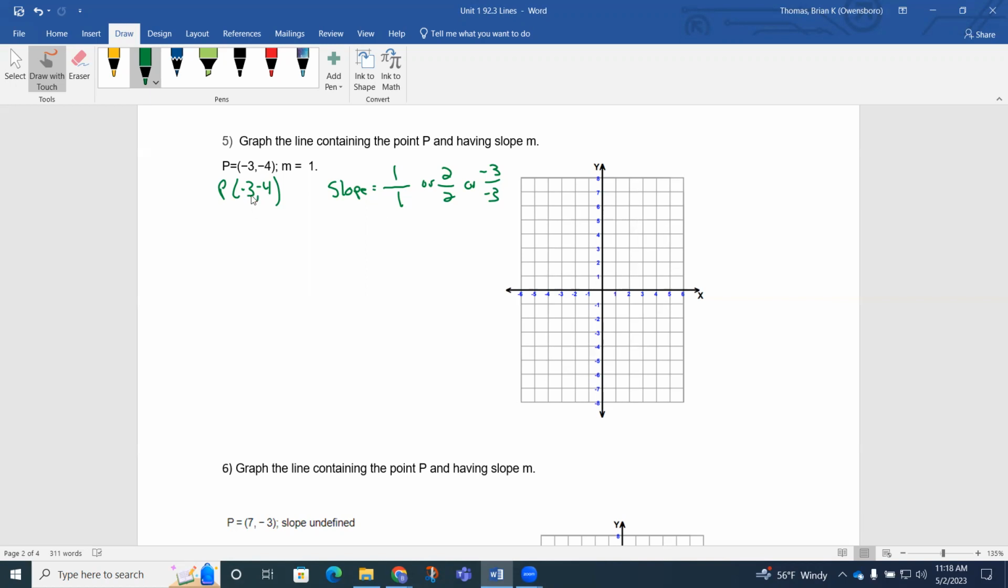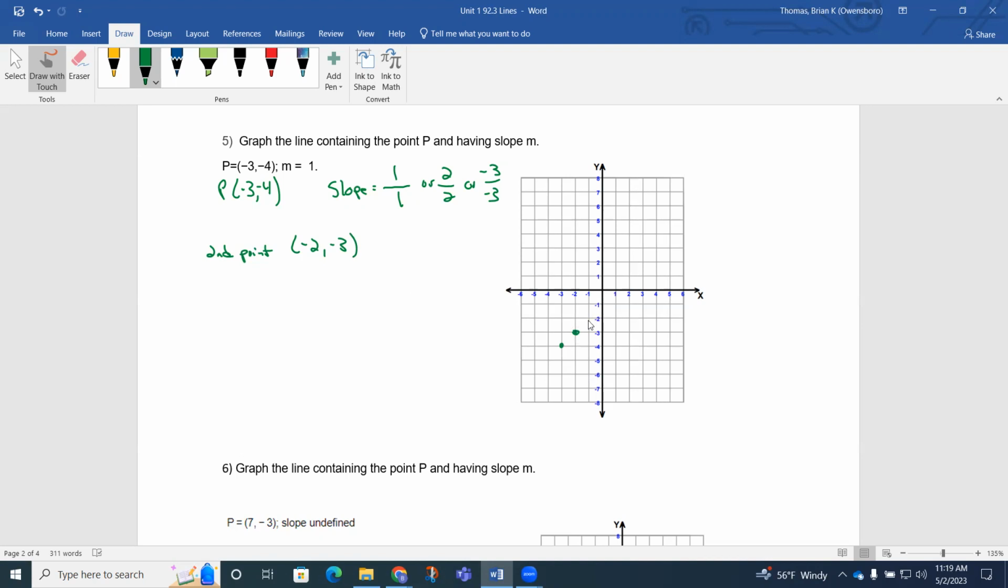So if I look at the point -3, -4, if I graph that, 1, 2, 3, 1, 2, 3, the point's going to be here. So the line has to pass through that point. Now, to locate a second point, we can use the slope to identify a second point. So the slope is 1/1. So if I rise up 1 and run over 1, that gives me a second point. So a second point would actually be -2, -3. So we can use the slope to plot the second point. And if you have 2 points, we can now see the path of the line.